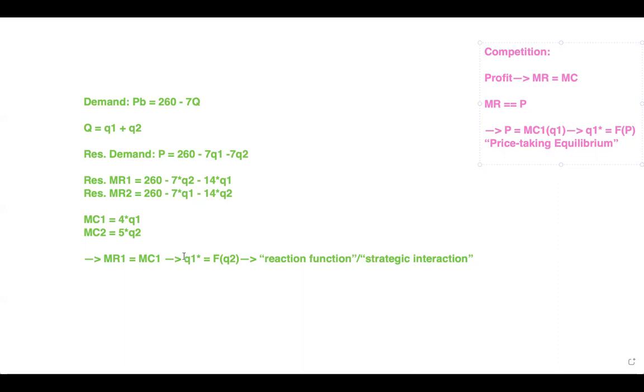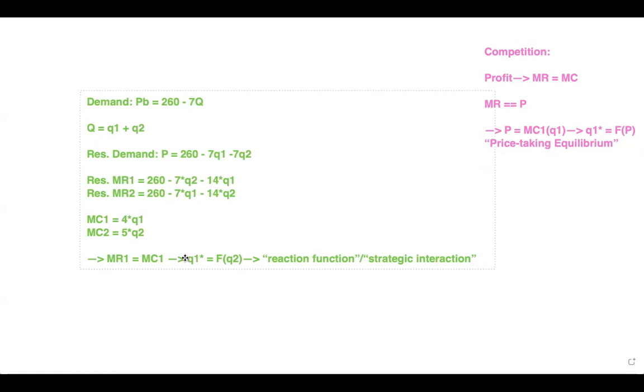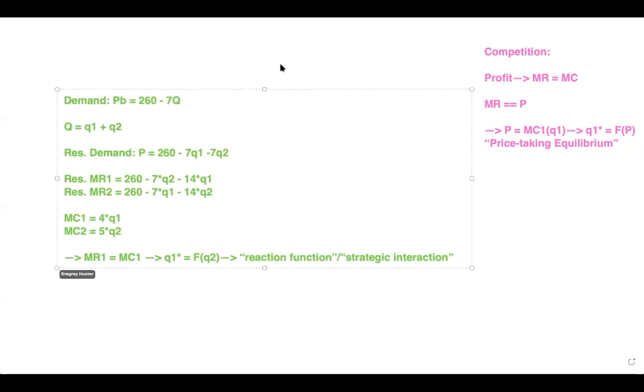But you never see something like what we're showing you right here, which is, before firm one can even begin to make a decision about output, they've got to first refer to what the other firms in the industry are doing. In this case, there are only two of them, so they're just referring to the output decisions of firm two. And that's what we call a situation of strategic interaction.